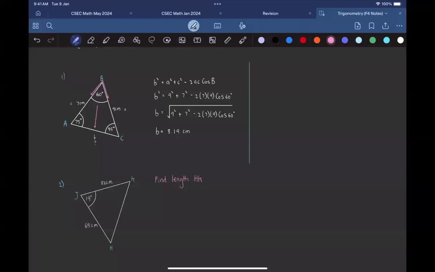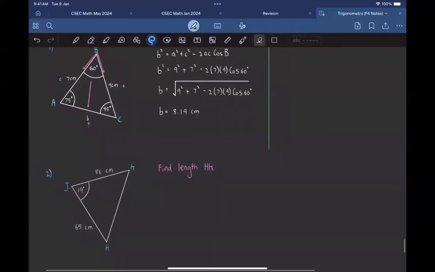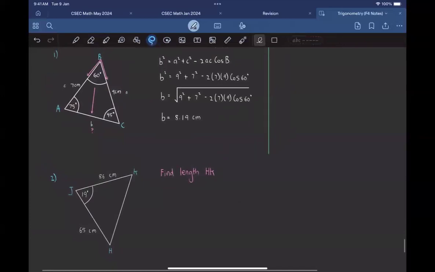So Amy, again, try question two. I just put by accident 8 centimeters and 6 centimeters. In this question, do we have A, B, and C?